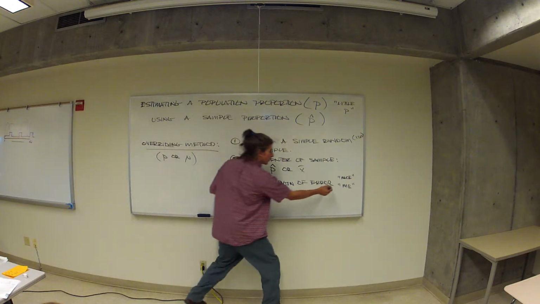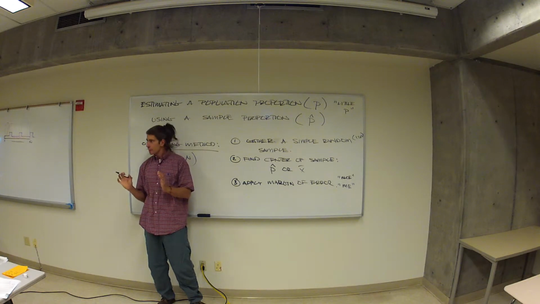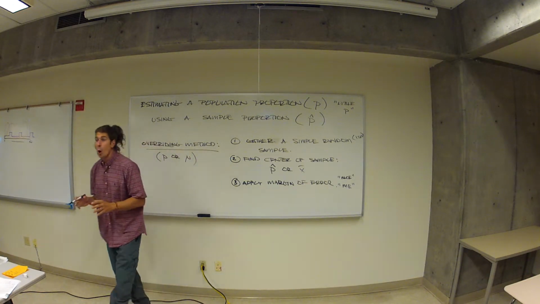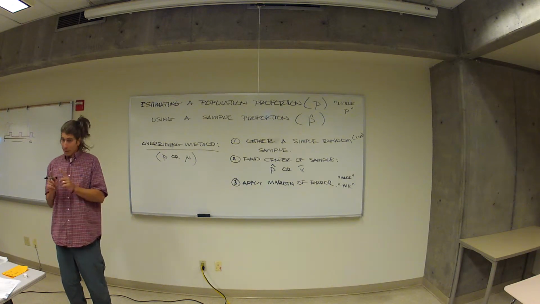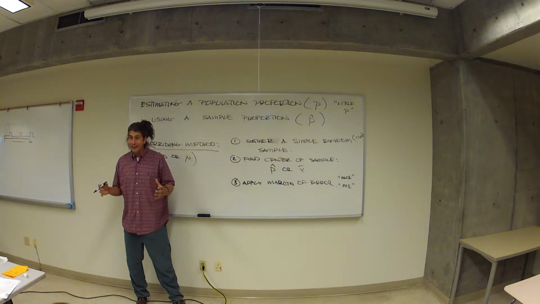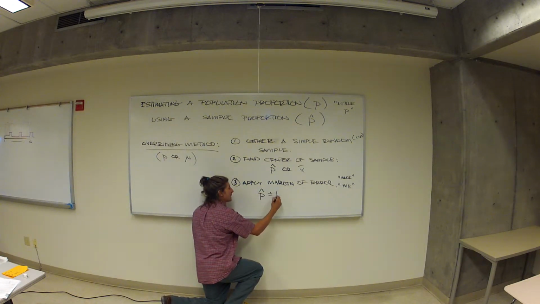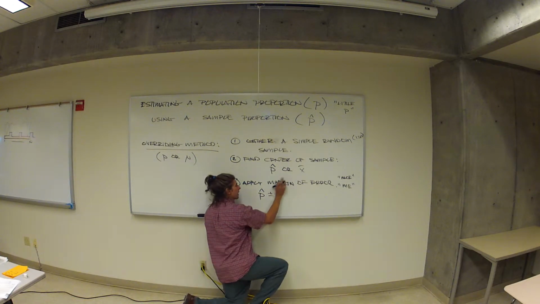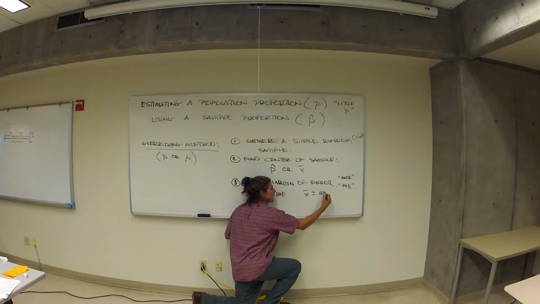By the simple fact, remember all those little blue diamonds, how they were all over the place? There's error in your sample. The only way to have no error is to go get the entire population. Impossible. So there's going to be error in your sample, and the margin of error controls for that. So you're going to take that p hat and add and subtract the margin of error, or you're going to have the x bar and add and subtract the margin of error.